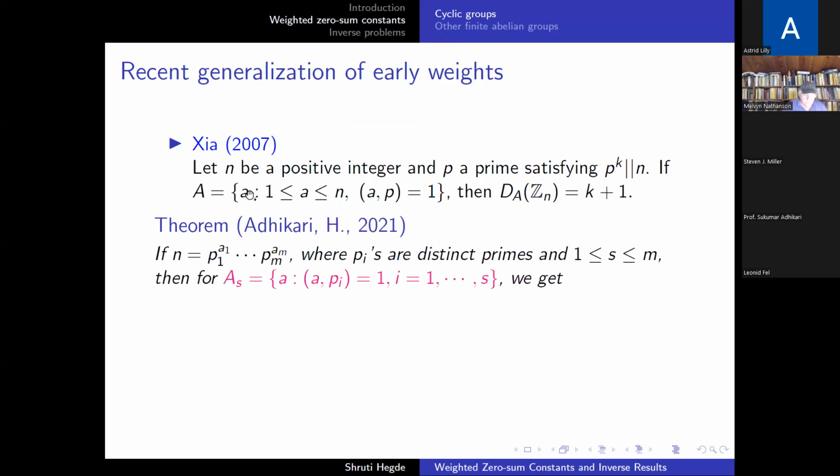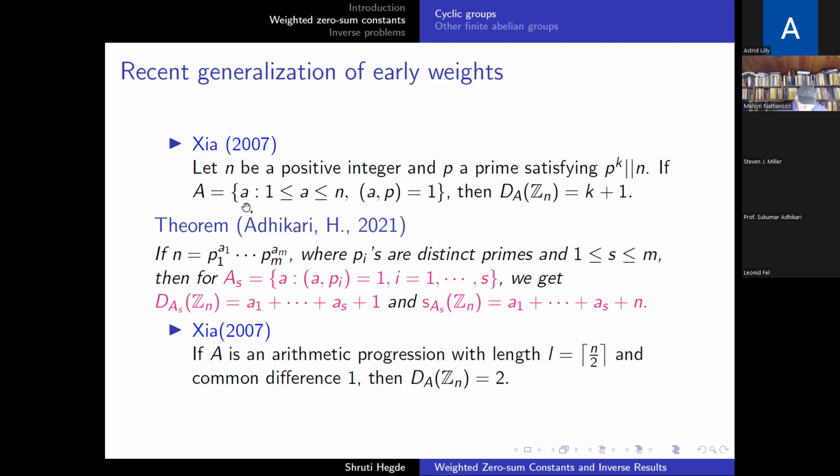We generalized this theorem by showing that if n is a positive integer written as p1 to the power a1 up to pm to the power am, where these p_i's are distinct primes, and if s is an integer between 1 and m, and with respect to this s, if we take A_s as the set of all integers between 1 and n which are coprime to p1, p2, up to ps, then with this weight set A_s, D_A(Z_n) is equal to a1 plus a2 plus ... plus as plus 1. To prove this, we use the fact that the unit weighted Davenport constant of Z_n is omega of n plus 1.